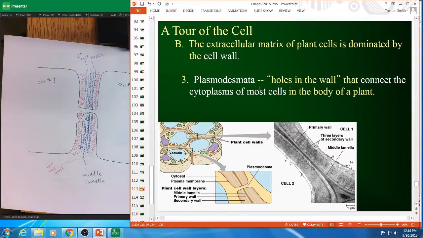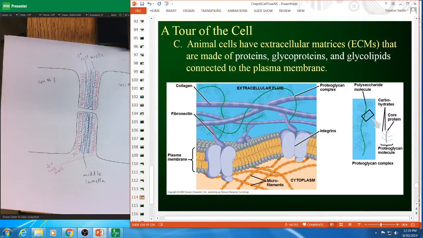Okay, we're good so far. Plasmodesmata, a lot of people mix that up with a similar one from animals, which is what we're going to get to now. Animals also have cellular connections. There are three different kinds of cellular connections in animal cells. But we'll get to the extracellular matrix first.